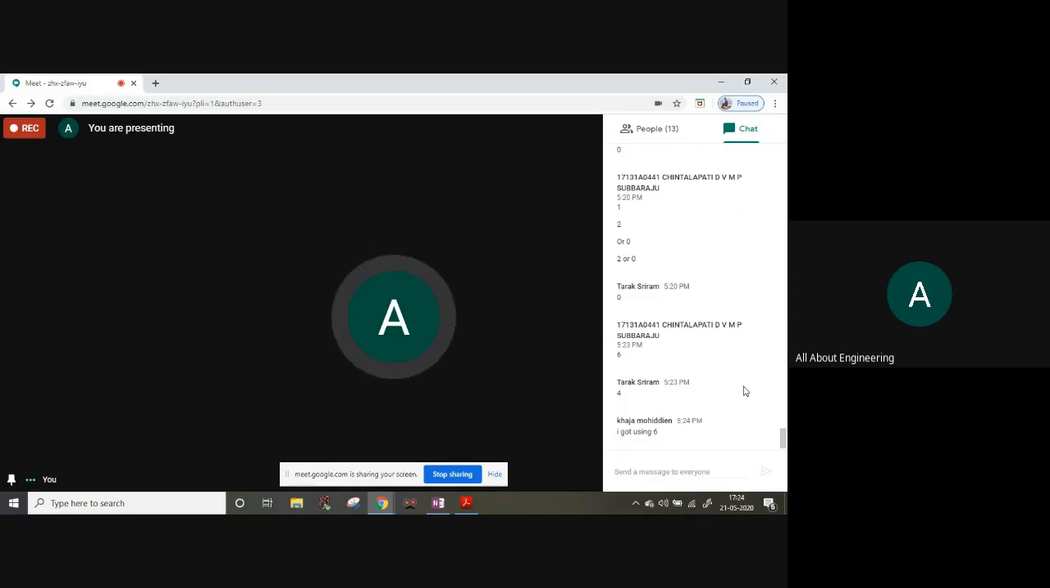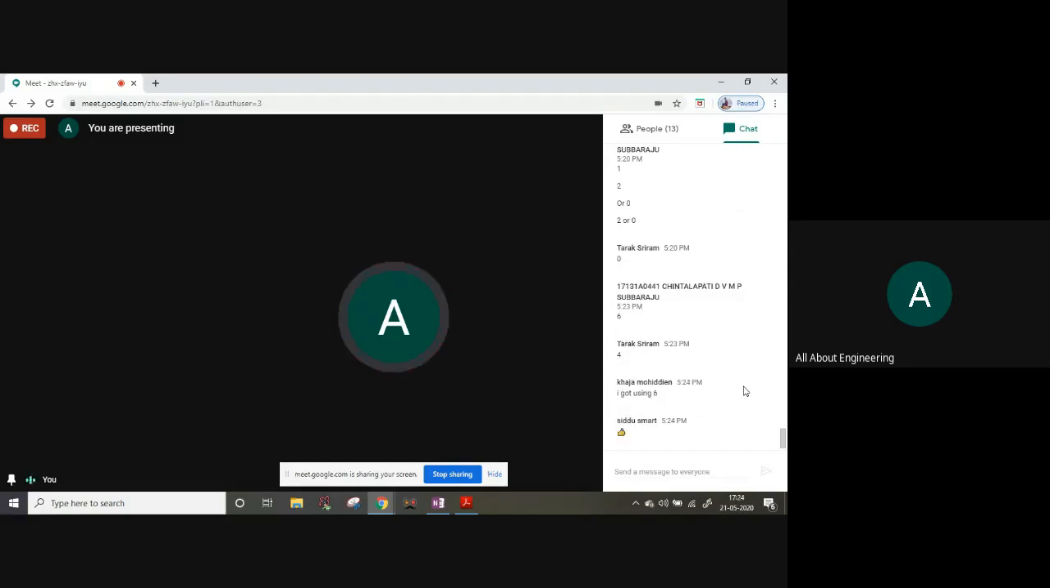I got using 6. Okay, no problem. But the thing is, your answer will be wrong if Tarak was right. Why? Because I asked the minimum number of 2-input NAND gates required. So if Tarak designed it using 4 gates, then it's the most efficient design, right?